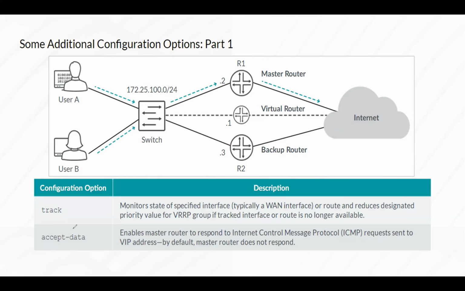Another optional parameter is accept data. You can use accept data to enable the master router to respond to Internet Control Message Protocol requests sent to the VIP address. By default, the master router does not respond. For ICMP, you can use this accept data parameter.